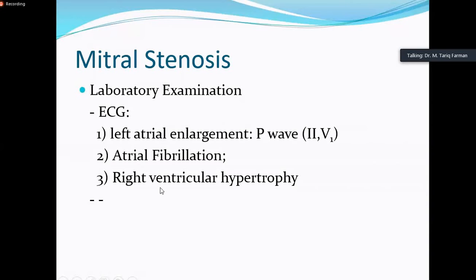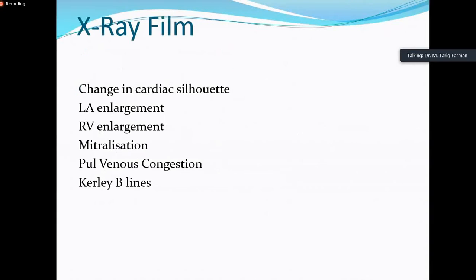And then you may have signs of right ventricular hypertrophy on the ECG. So these are the 2-3 findings on the ECG, and if you have them, you may have some idea about the disease. These are actually the supporting findings for your clinical diagnosis.